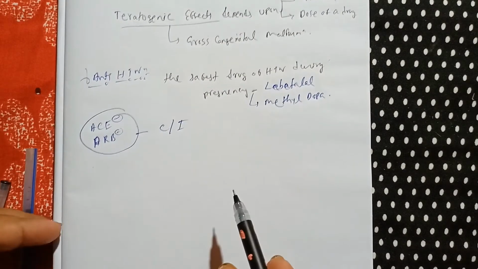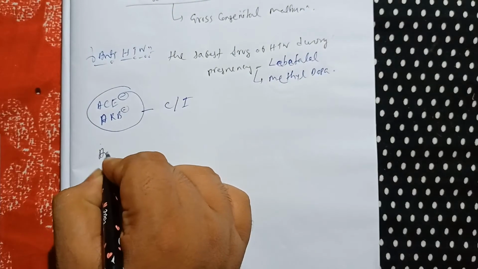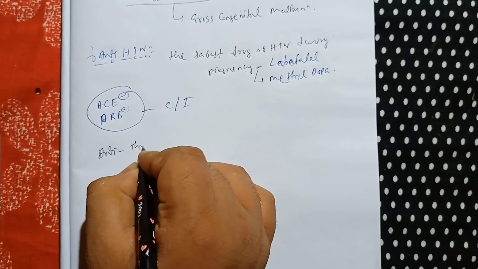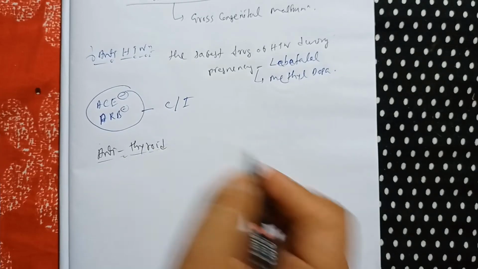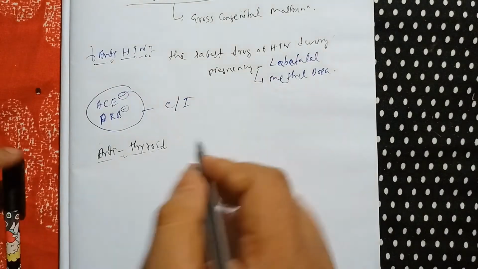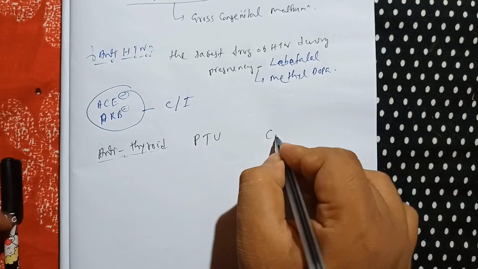Now we'll talk about antithyroid drugs. This is also important. There are basically two types of drugs: one is PTU, another is carbimazole.